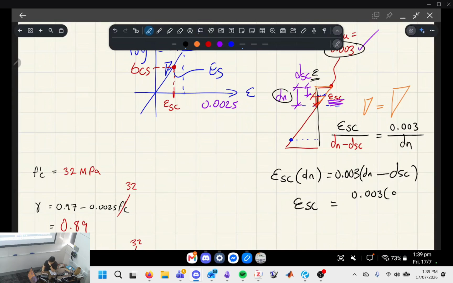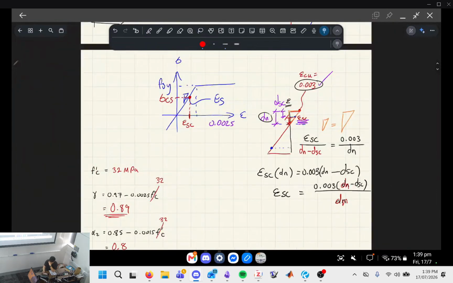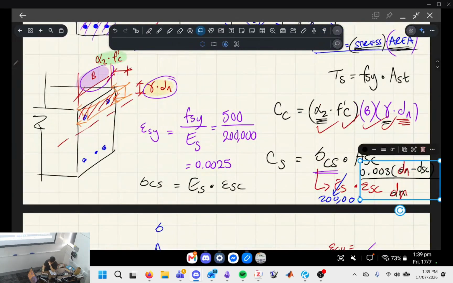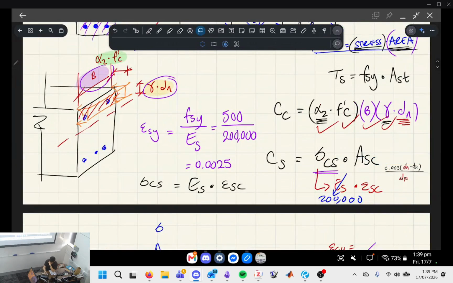So I get all this over dn. You can see there's going to be two dn's, which is going to result in a quadratic later, which is what I was trying to say earlier. So this monstrosity is what we plug into this. So this whole thing gets struck out and becomes that.